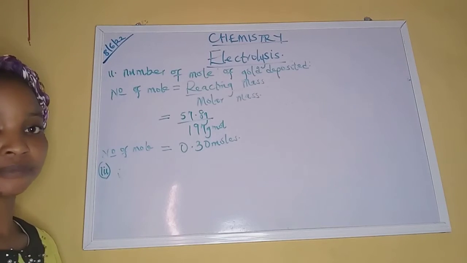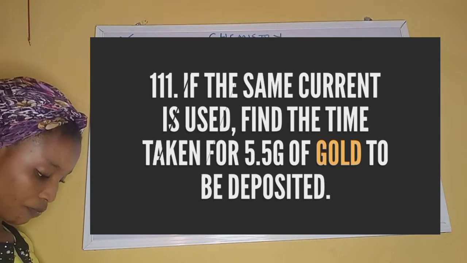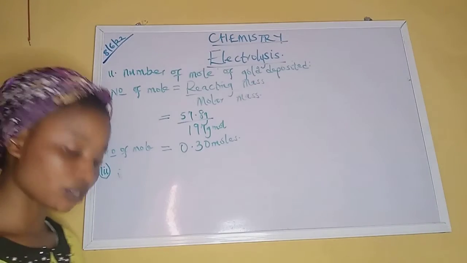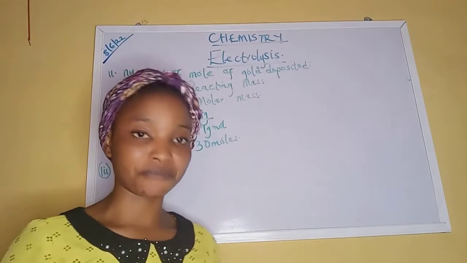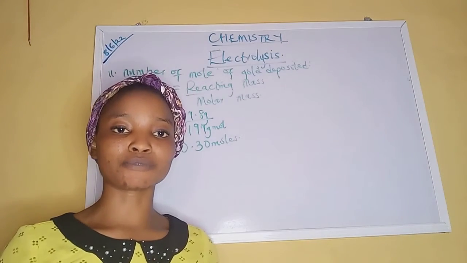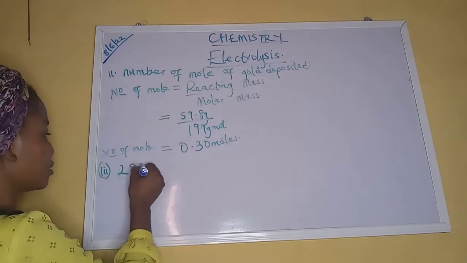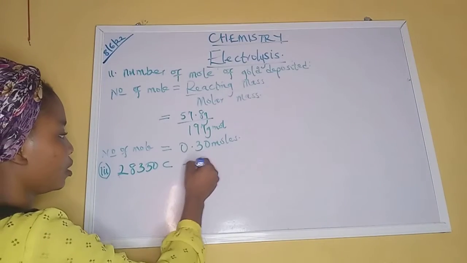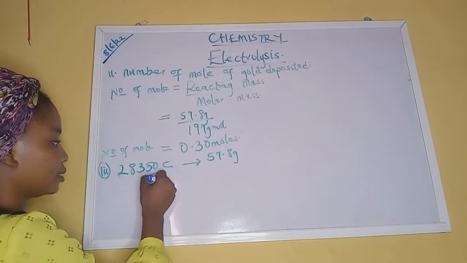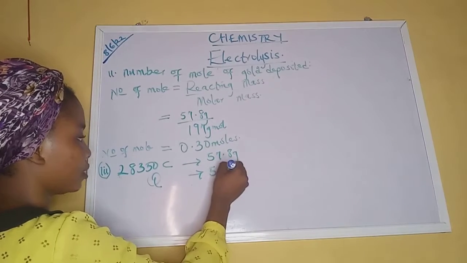under number 1. The third question asks us to find, that is, if the same current is used, find the time taken for 5.5 grams of gold to be deposited. Let's not forget that the same amount of current we use is 4.5 amperes. So if 28,350 coulombs will give us 57.8 grams, then what will be the quantity of electricity that will give unto us 5.5 grams?